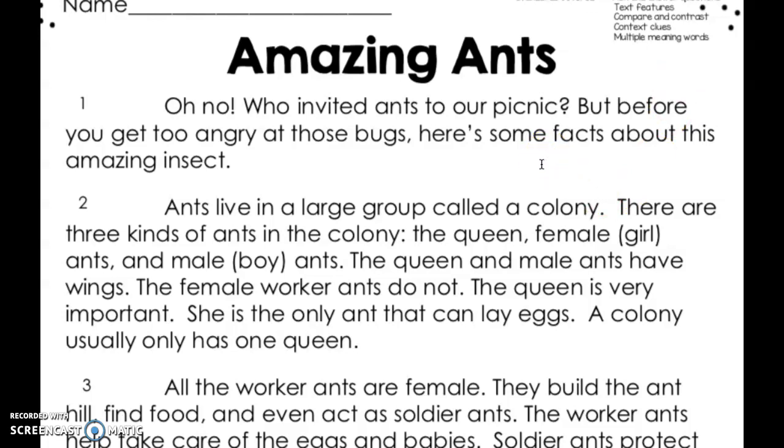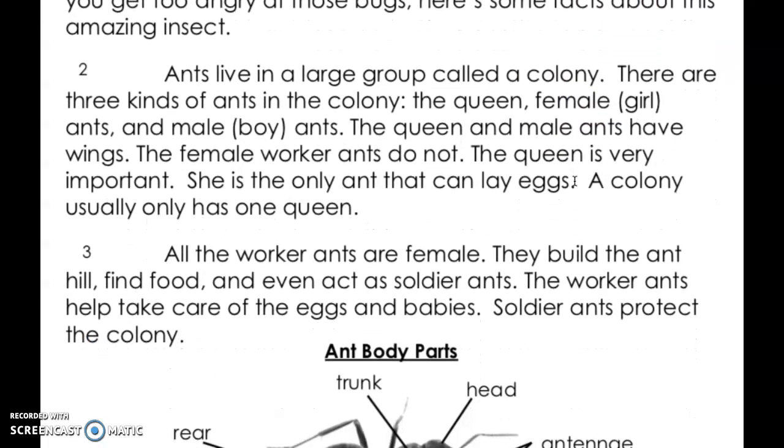Oh no, who invited ants to our picnic? But before you get too angry about those bugs, here's some facts about this amazing insect. So the first paragraph is also a good place to think about what the topic or the main idea of my text is. It's telling us that it's going to say some facts about this insect, which is ants. Let's keep reading. Paragraph 2.